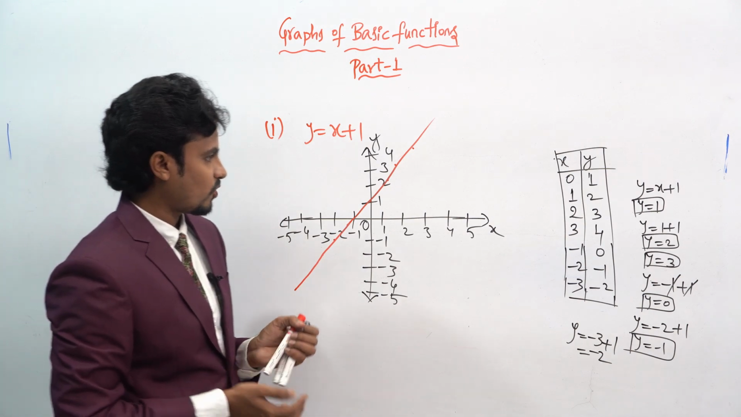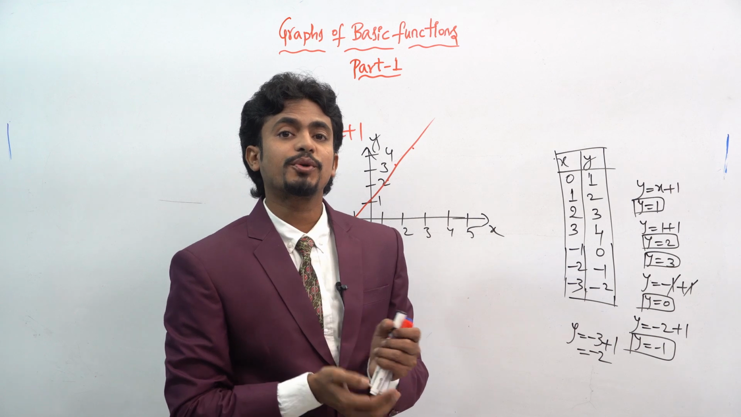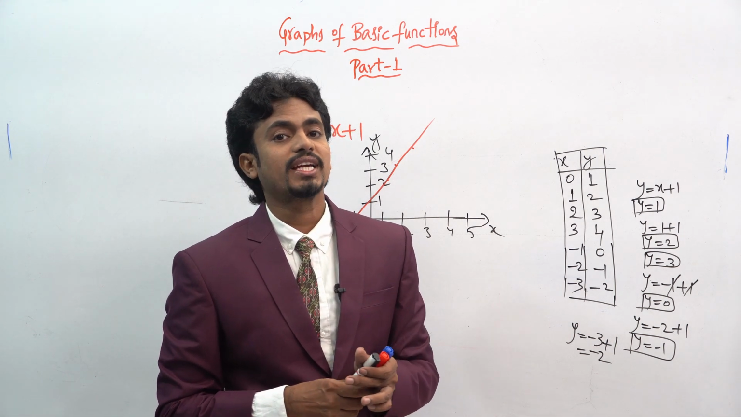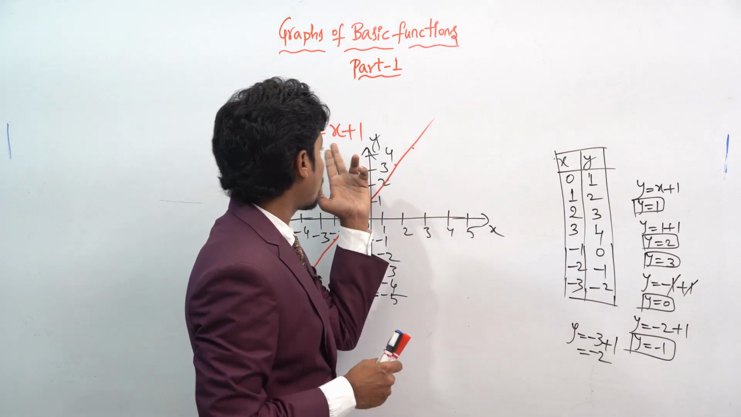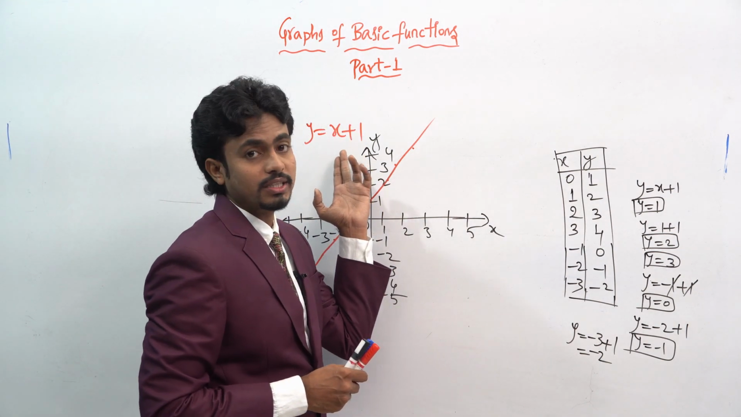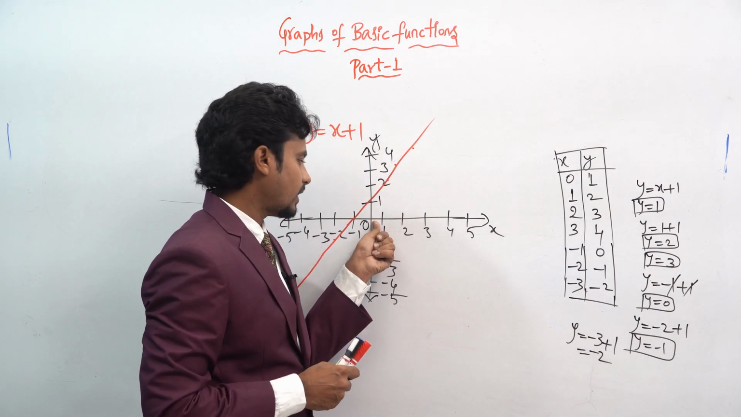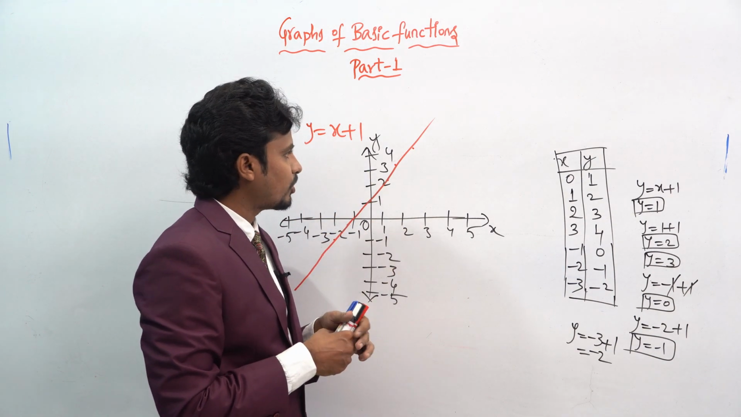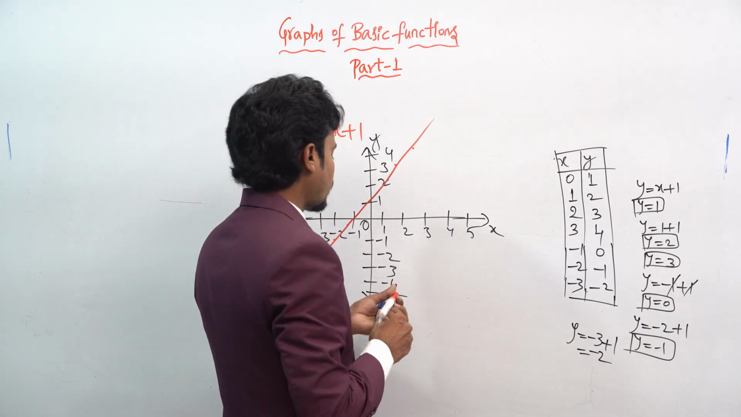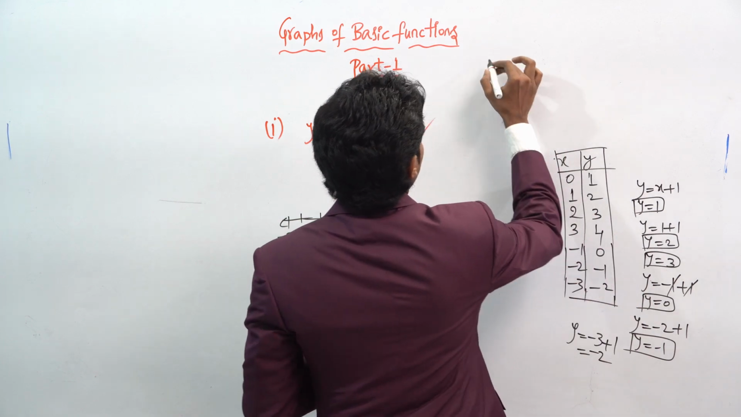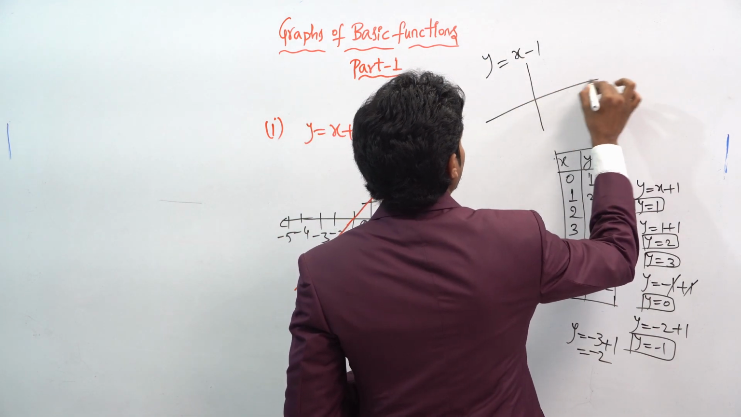From this you can observe one thing: in the y = x and y = -x functions, we get lines that pass through the origin. But in this case, y = x + 1, you can't get the line intersecting the origin. For example, if you draw y = x - 1, how can you draw it? That will be the vice versa, right? y = x - 1.